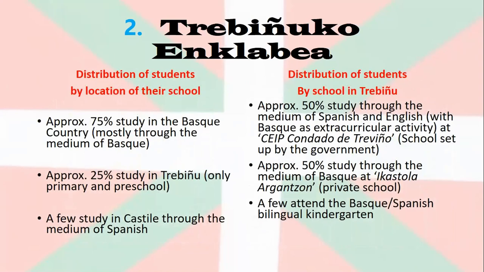Now in Trevino, what is the situation with the students? If you see on the left, about 3 out of 4 students go to study in the Basque country because they can do it in Basque. And only 25% in primary and preschool study in Trevino. A few of them may go to Castile to study through the medium of Spanish, but the number is not that high. And of those 25% who study in Trevino, about half of them study in the bilingual Spanish-English school, and half of them study through the medium of Basque. And obviously the very small children go to the kindergarten where they study or play in Basque and in Spanish.